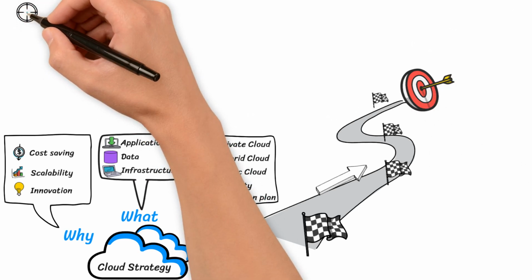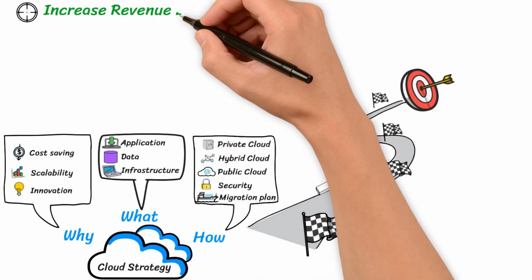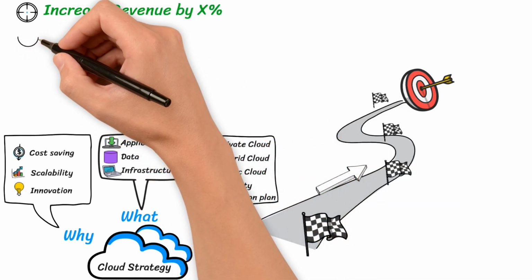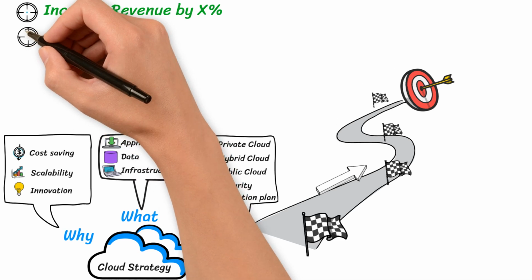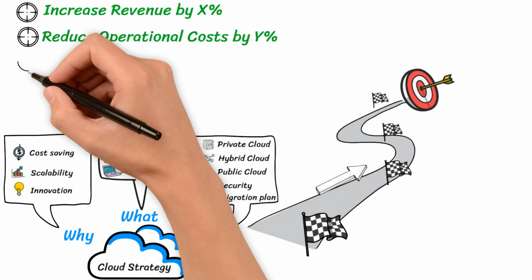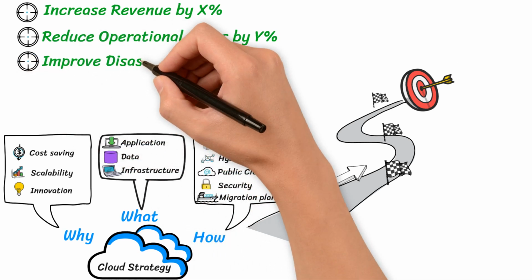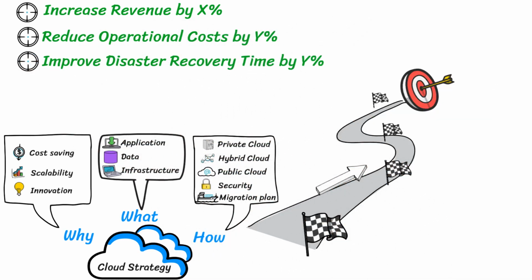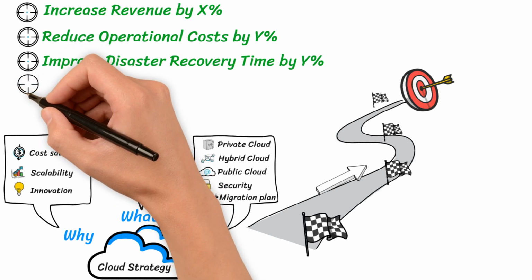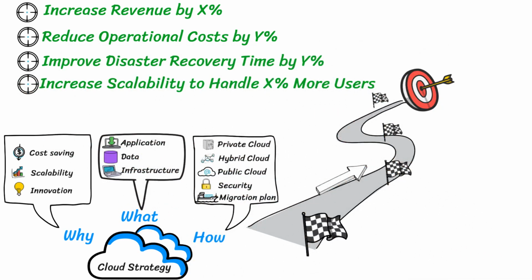Here are some examples of the measurable outcomes we can achieve. Increase revenue by X% as cloud capabilities allow us to reach more customers faster. Reduce operational costs by Y% by decreasing IT infrastructure and maintenance expenses. Accelerate innovation cycle by X months as development and testing move faster in the cloud. Improve disaster recovery time by Y% by leveraging cloud-based disaster recovery. Increase scalability to handle X% more users without service interruptions.